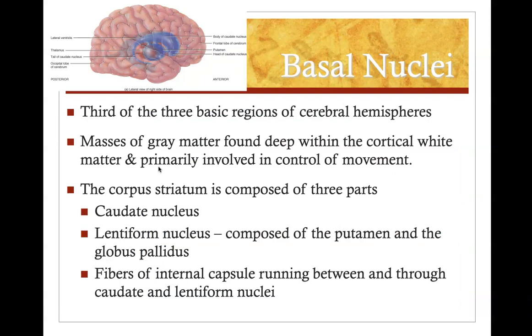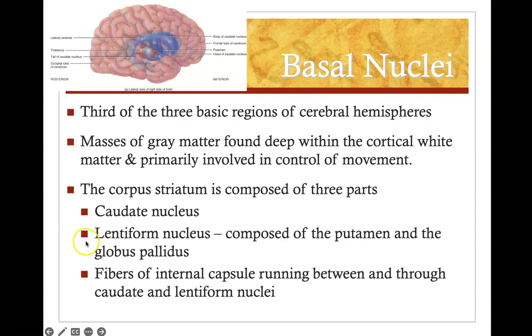So then the third of these three basic regions of the cerebral hemisphere is the basal nuclei. And remember, the nuclei are these islands of gray matter that we're going to find in the white matter. So these are just little islands of gray matter. And they're usually involved in control of movement. There are three major parts of the basal nuclei, but I am not going to require that you know them, mainly because there is just so much for you to know.